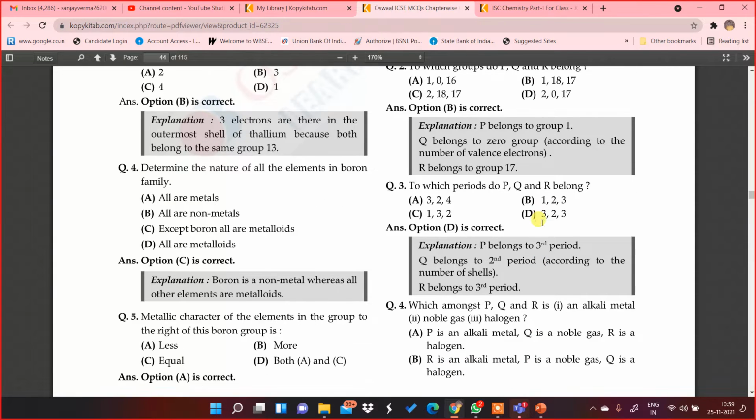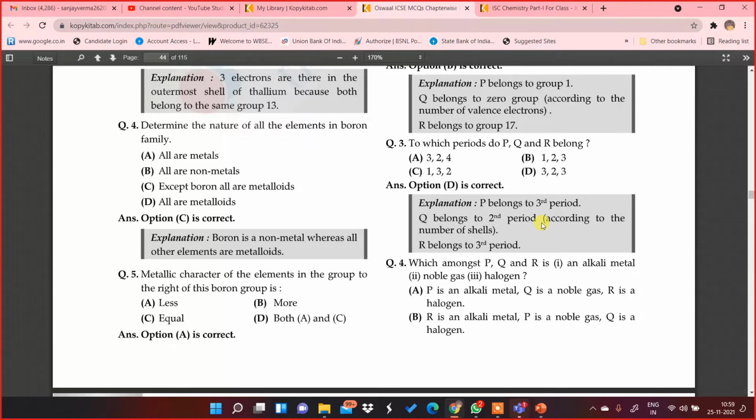Metallic character is not high, it is less. Metallic character to the right of the element boron: after boron comes what? Carbon, no? Metallic character will be what? It will be less, of course.